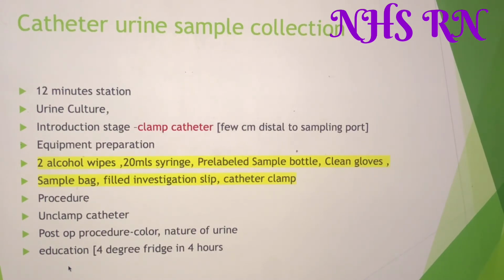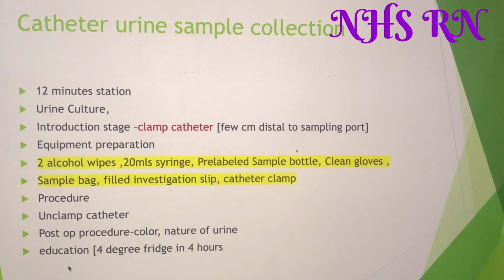Then you have to do your equipment preparation: 2 alcohol wipes, a 20 ml or 10 ml syringe, a pre-labeled sample bottle, clean gloves, a sample bag with investigation slip, and a catheter clamp. These are the equipment for the station. You will see a lot of free videos on YouTube, so make use of them. Then you need to do the procedure.